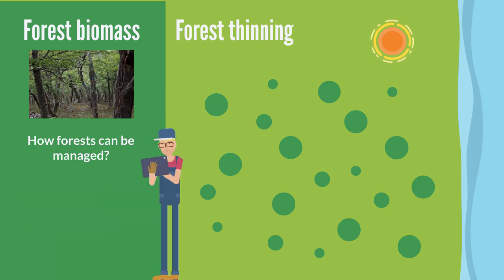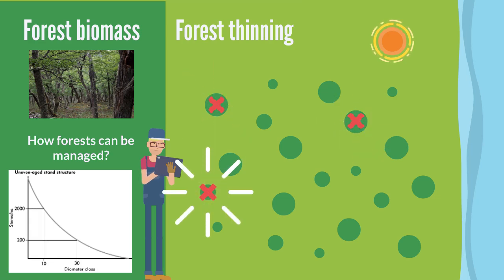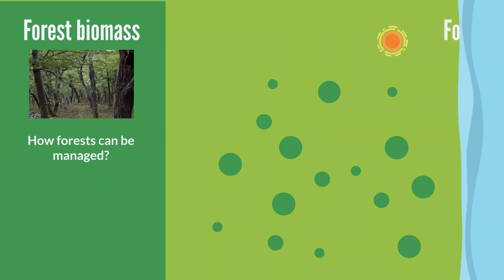To decide which trees must be felled, foresters can use different models that provide an ideal distribution of height and diameter of trees in even-aged stands. To reach this objective, foresters must decide when and how many trees of each diameter must be felled.